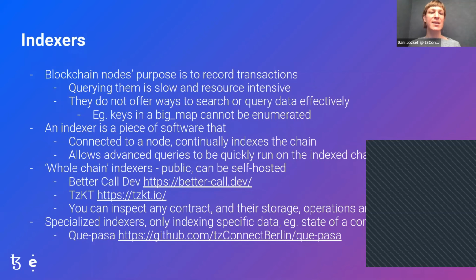So there are specialized indexers, which you start by specifying what you want it to index. So for example, you just want to index a specific token contract. And Capasa is a little tool that we have built in-house here in TZ Connect. It is a smart contract indexer. It can index one or multiple smart contracts and give a relational database as its output that you can query.